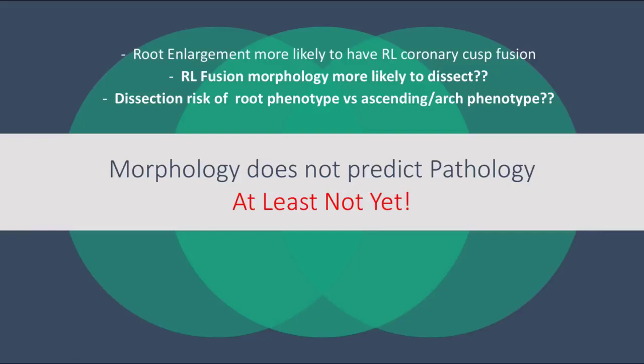So at this point, there's so much heterogeneity associated with BAV. It's been very difficult to characterize the valve type confidently, and I don't think morphology can reliably predict pathology.